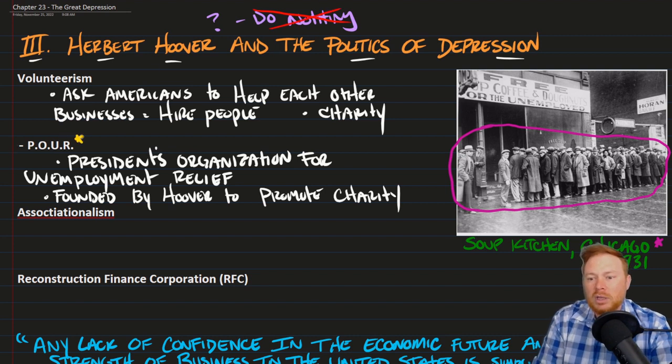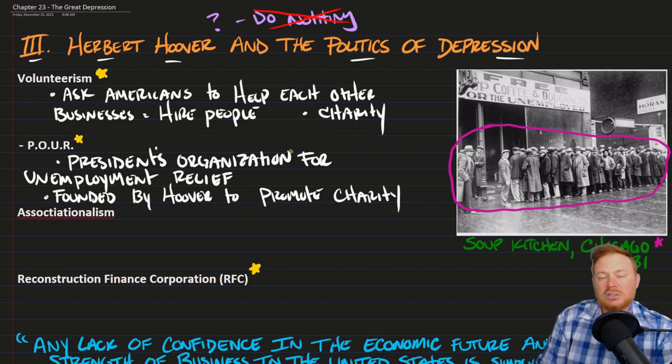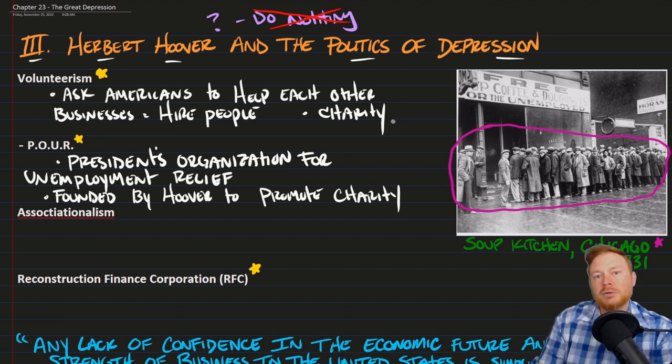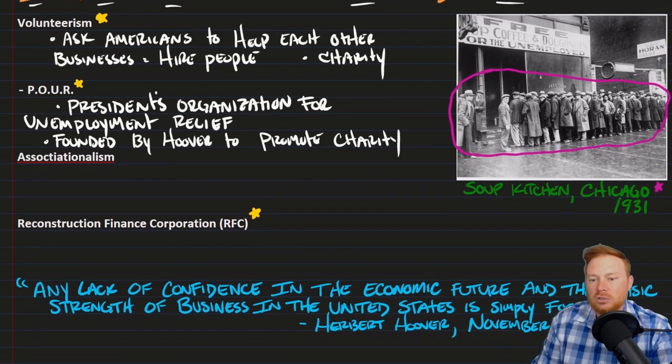He did encourage volunteerism. He eventually creates the Reconstruction Finance Corporation. So he did do something. The problem was that the things that Hoover did just weren't enough, right? It wasn't enough to solve the economic crisis. And one of the things that really hindered Hoover's ability to do more was his belief in associationalism.